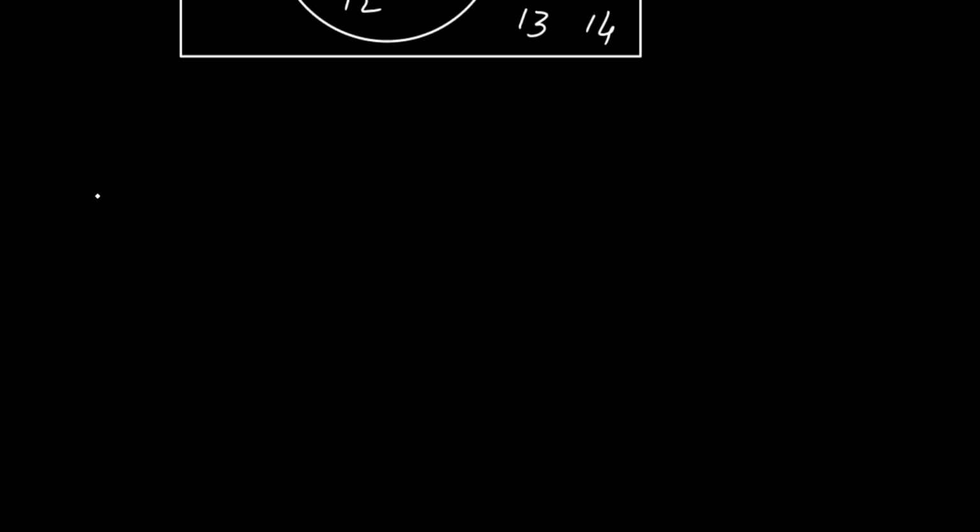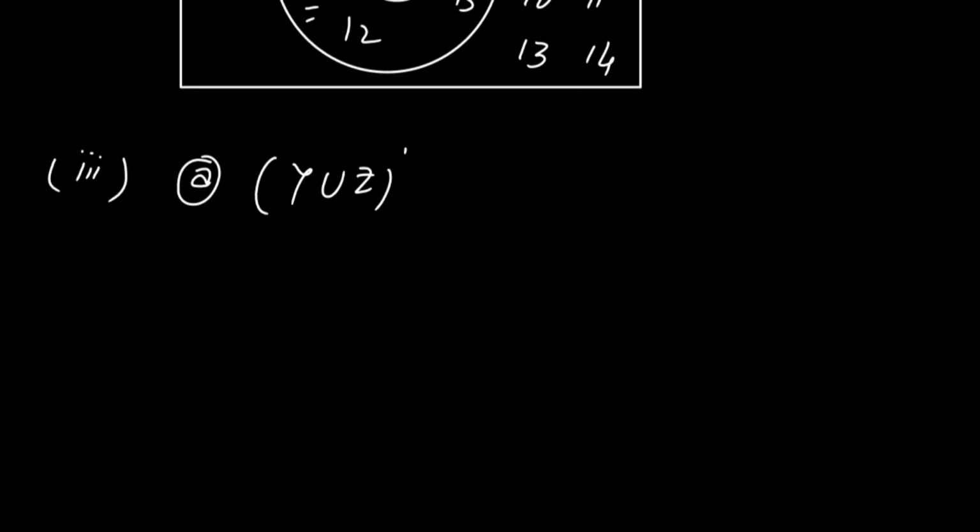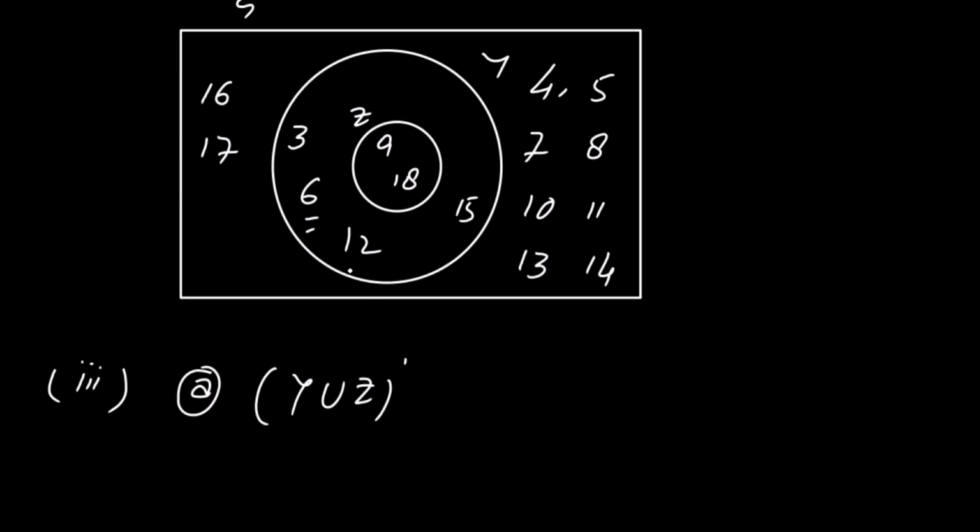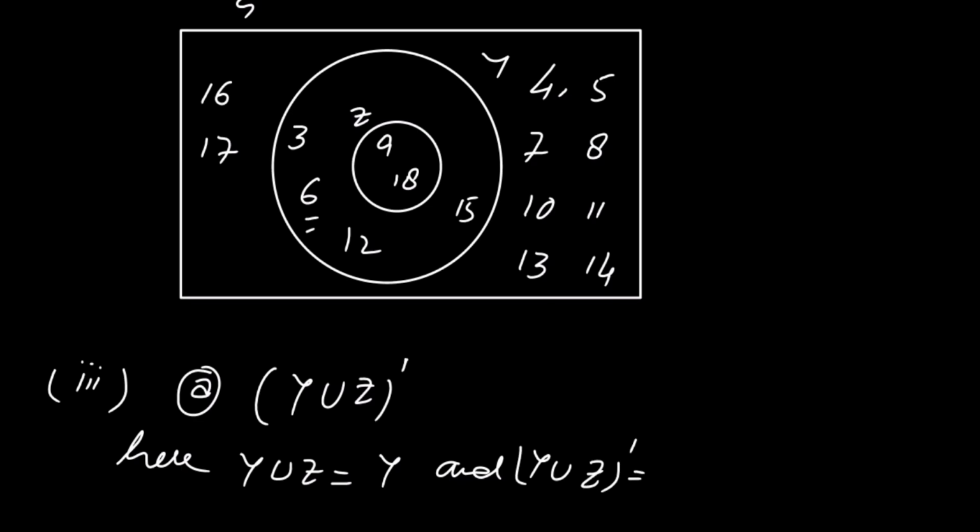Next, from this Venn diagram, in the third part, we have to find the complement of Y union Z. Y union Z, clearly from the Venn diagram you can see, as Z is a subset of Y, so their union is equal to Y. Here Y union Z is clearly equal to Y. And Y union Z complement is equal to the complement of Y, which is the region outside the Y.